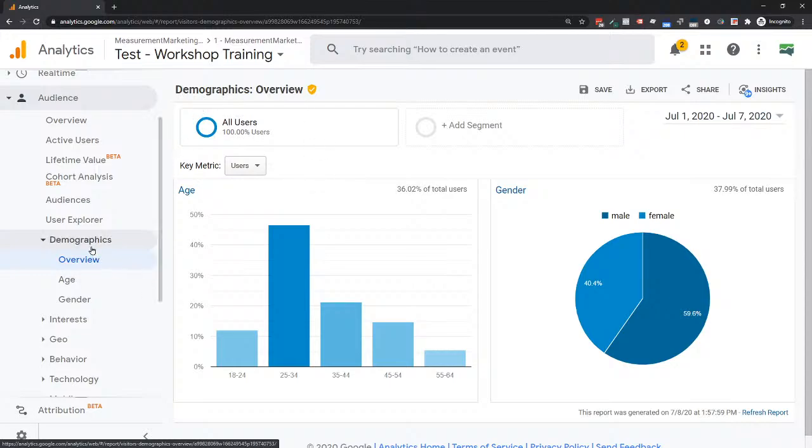So Analytics does not collect this information on its own. It has to be told to do it. You have to allow the permissions and connect the dots. The other question I get is, where does this data come from? It really depends upon how you're connecting it in. There's a couple of ways to do it.